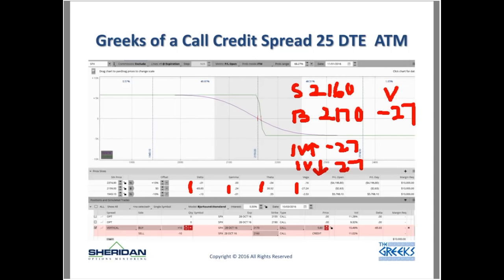Why? Well, again, we're selling more time premium in the at the money than we're buying in the out of the money. So if volatility goes up, we lose money because we lose more in our short because we sold more time premium than we bought.